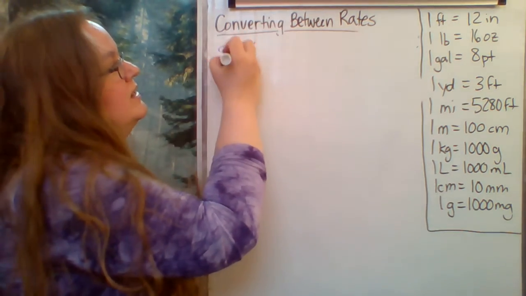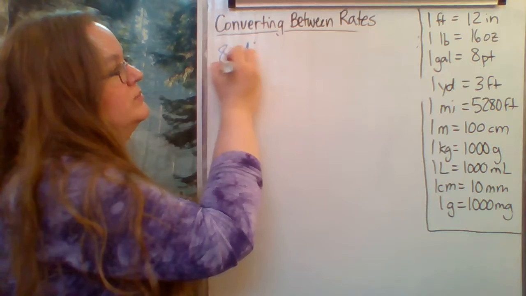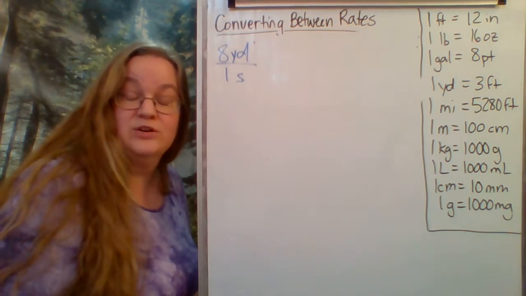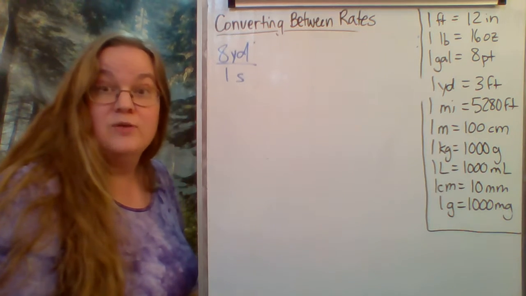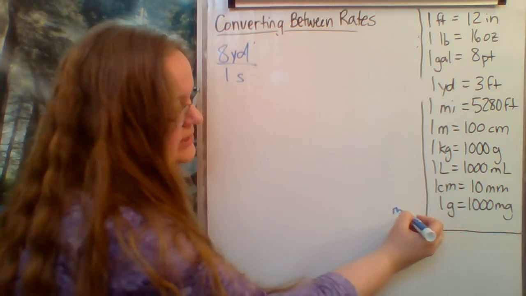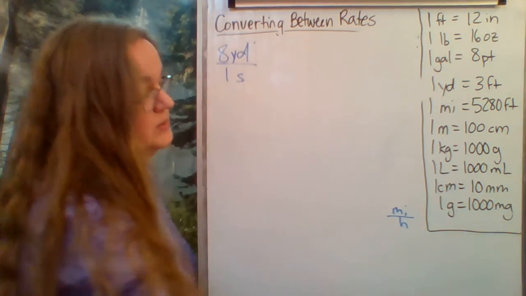Let's say I have 8 yards per second. So 8 yards per second means 8 yards per 1 second. And I want to convert that to miles per hour. So my goal at the end is miles per hour.